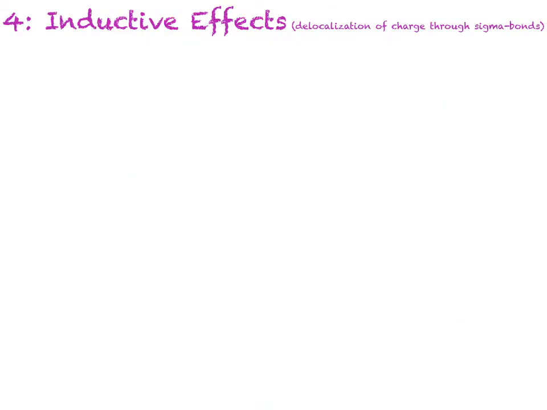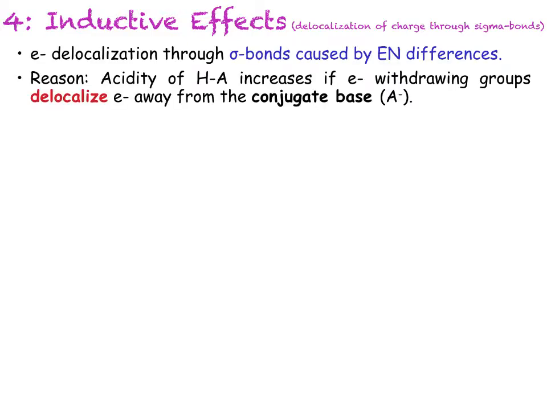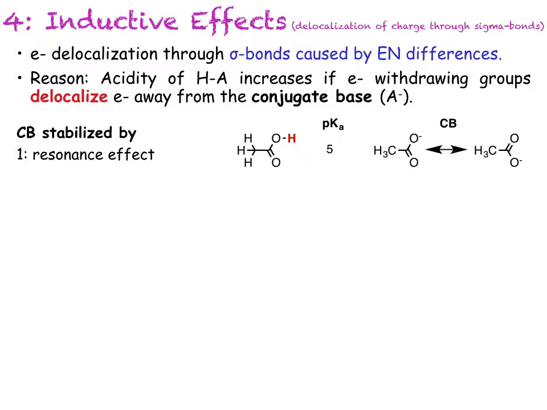And the last one is going to be the inductive effect. The inductive effect occurs when nearby electron withdrawing groups are pulling electron density through the sigma bonds and stabilizing conjugate bases. So we'll see examples of exactly what I mean here. So the electron delocalization here occurs through sigma bonds because of electronegativity differences. We're going to be stabilizing the conjugate base again, but here because we have electron withdrawing groups removing electron density from the A-. So the first example of this, we're going to show the acetic acid, which we've shown before.